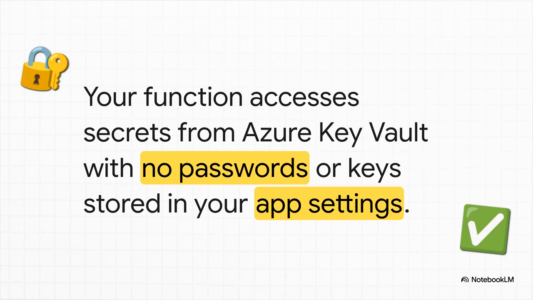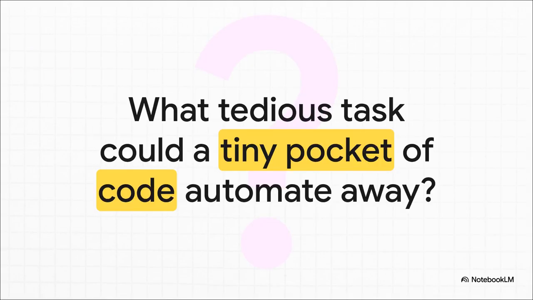And think about what's missing there. There are no passwords, no API keys, no connection strings stored anywhere in your code or your configuration files. It is just a fundamentally safer way to operate. So that brings us to the final question, and this one's really for you to think about. From fixing security holes automatically to processing data on a schedule, the possibilities here are just endless. It really makes you wonder, what's that one boring, manual, tedious task in your own workflow that could be completely automated away by a simple, cost-effective little pocket of code?